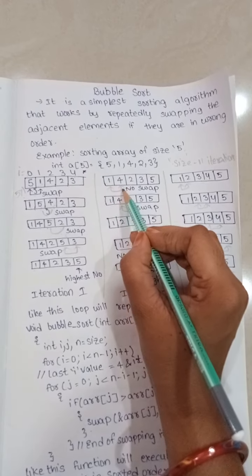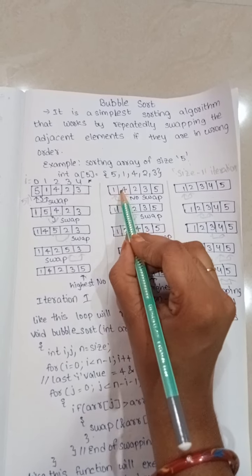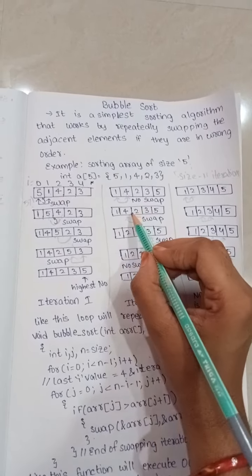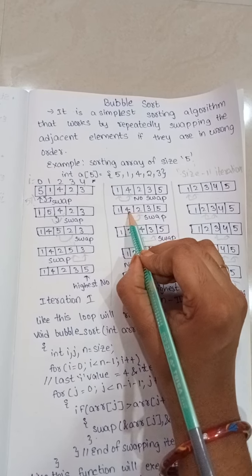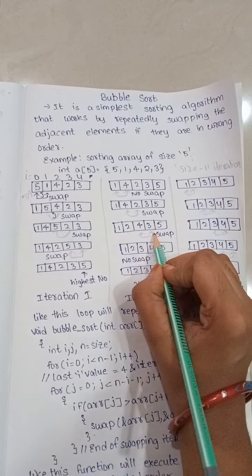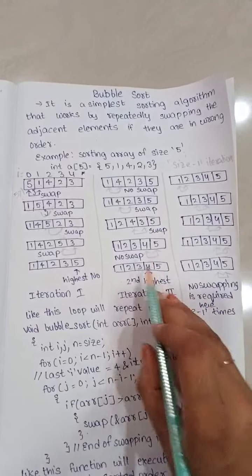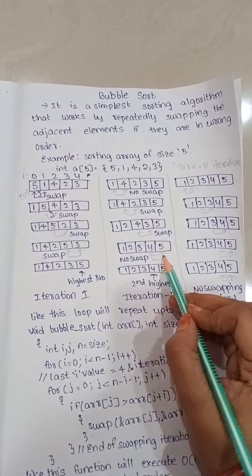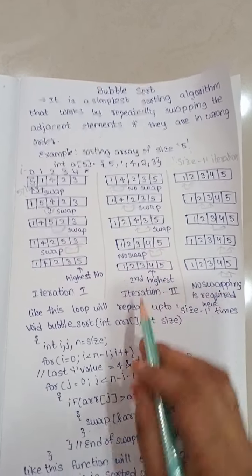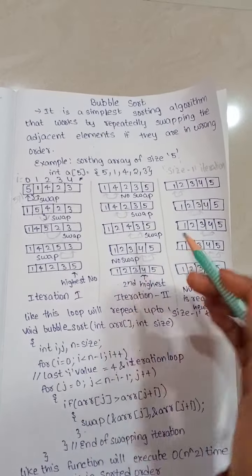Here also we are comparing 1 with 4. Here we do not need any swapping because 1 is smaller than 4. And again we are checking 4 with 2. Here we require swapping because 4 is greater than 2, and we perform that operation. Again we are checking 4 with 3. Here also 4 is greater than 3 and we need a swap, so we swap. Again we are checking 4 with 5. Here we do not need swapping because 4 is less than 5. At the end of the second iteration we are getting the second highest number at the second last place.